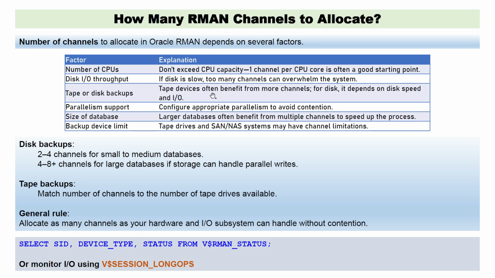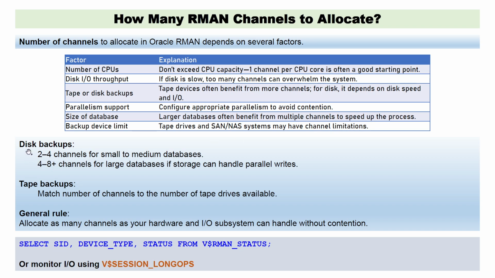Tape or disk backup: tape devices often benefit from more channels. For disk, it depends on disk speed and IO. Parallelism support: configure appropriate parallelism to avoid congestion. Size of database: larger databases often benefit from multiple channels to speed up the process. Backup device limit: tape drives and SAN or NAS systems may have channel limitations.